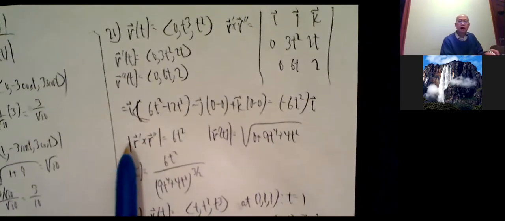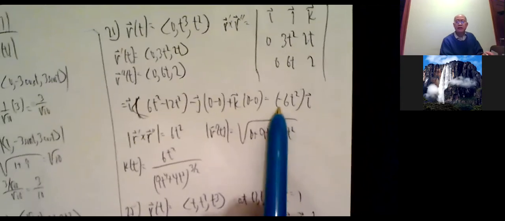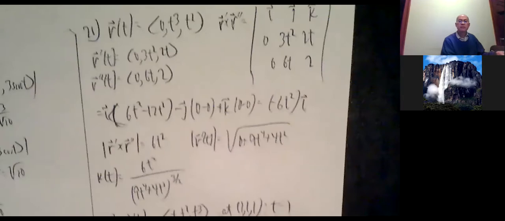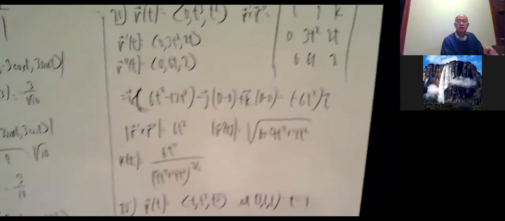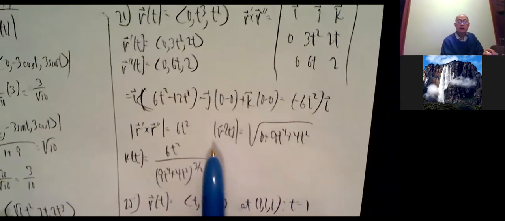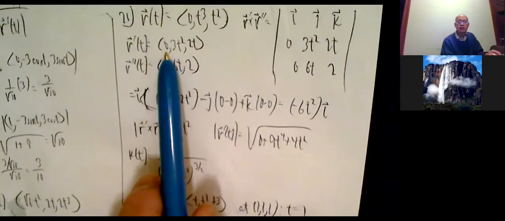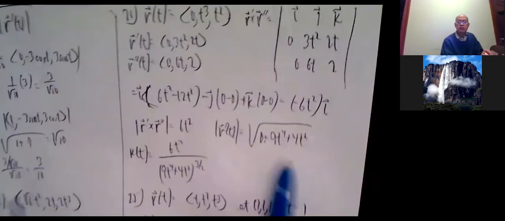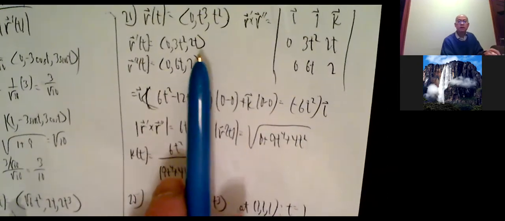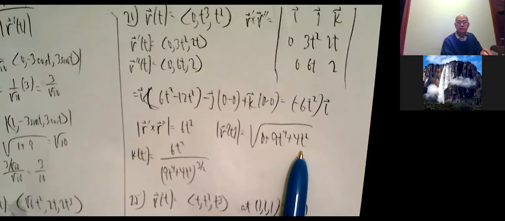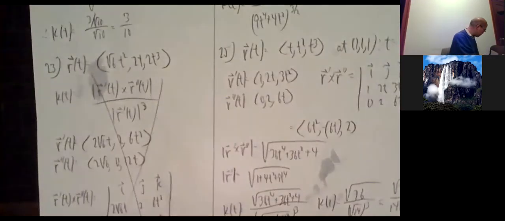What's the magnitude of R prime cross R double prime? The magnitude of negative 6t squared is 6t squared. Then I need the magnitude of R prime. The magnitude of R prime is the square root of 0 squared plus 3t squared squared, 9t to the fourth, plus 2t squared, 4t squared. So finally, I have what I want, and I just throw it into this guy now.